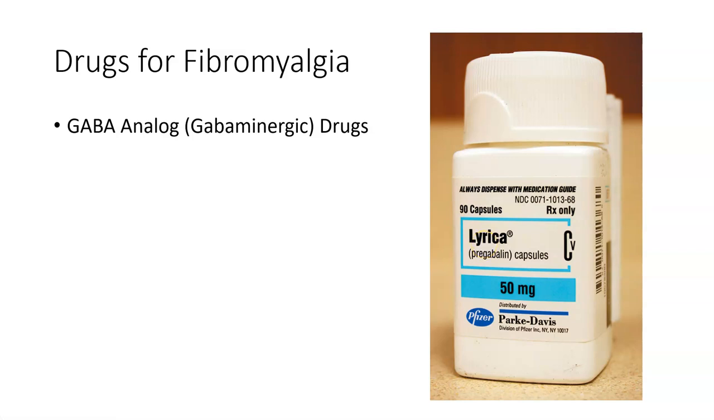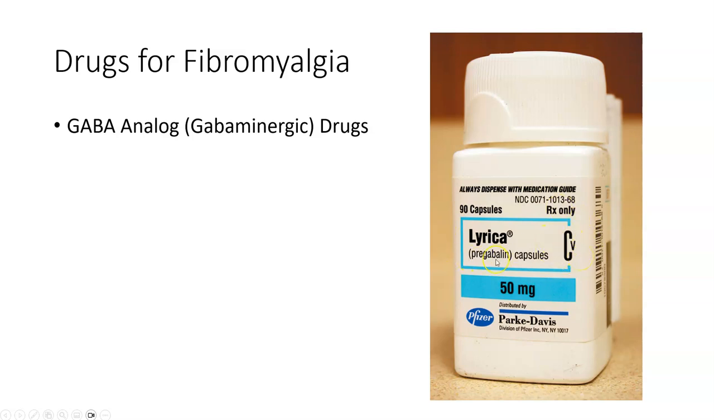Gabapentin is one of them. That is Neurontin. These are actually often also anti-seizure medications. So we'll talk about them again. But Lyrica, pregabalin, GABA in the middle, is more for fibromyalgia, even though technically it is an anti-seizure medicine. Lyrica is the brand name. It is a control 5.